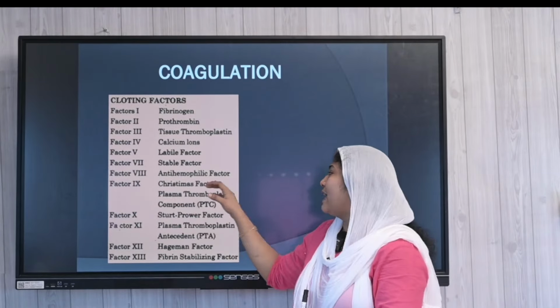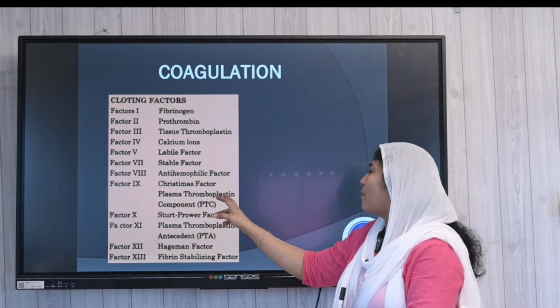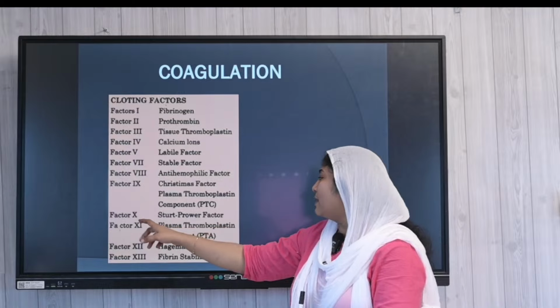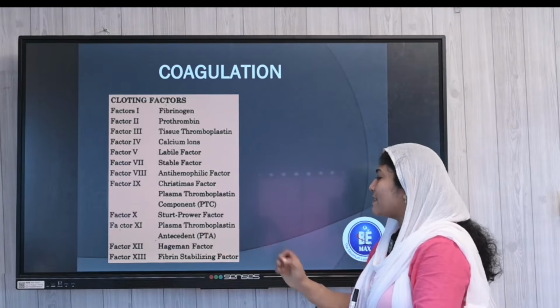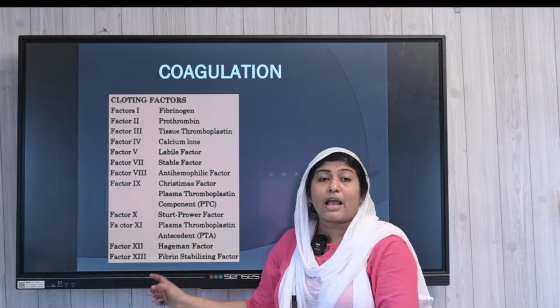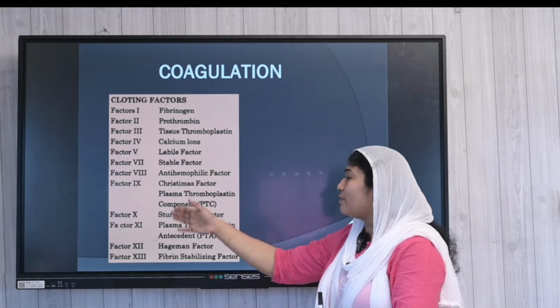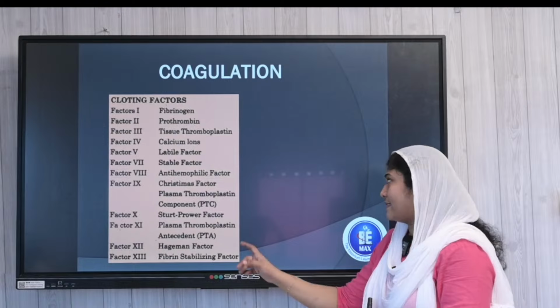Then factor 9, or Christmas factor; factor 10, Stuart-Prower factor; then 11, plasma thromboplastin antecedent; and factor 12, Hageman factor; and finally the fibrin stabilizing factor. So you have to study all the 13 coagulation factors in the correct order. That is very important for your examination.